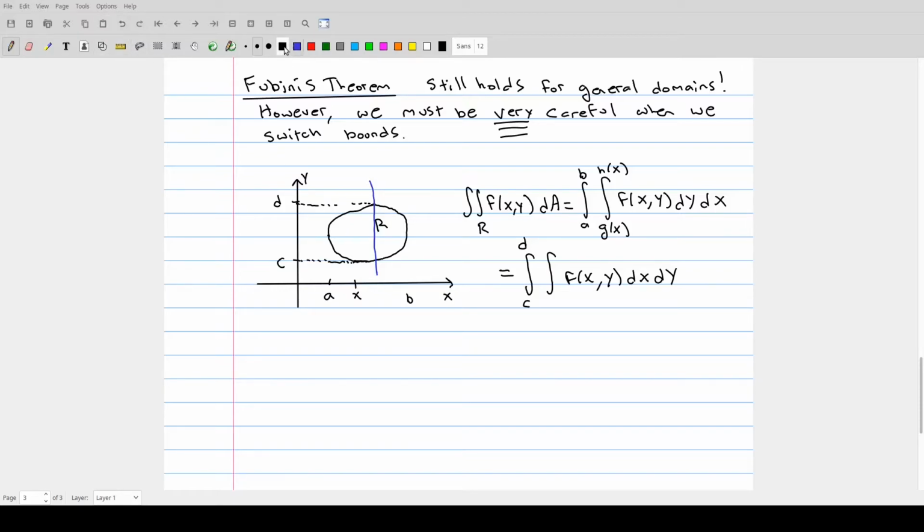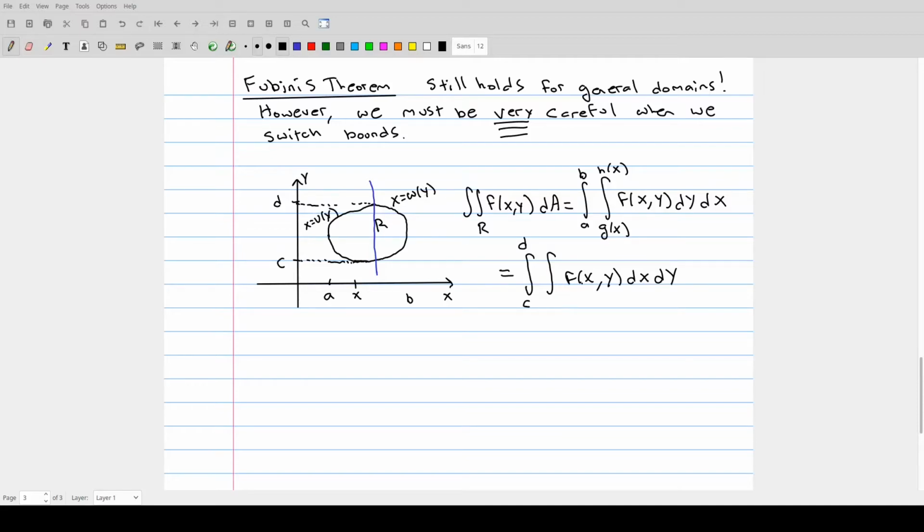What we need to be able to do is figure out how to express this curve right here, the right half of the domain, or the upper part of this domain with respect to the x-axis, as a function of y. So let's say this curve is x equals w of y for some function w. And we also need to express the lower bound of this domain as some function v of y. So x equals v of y.